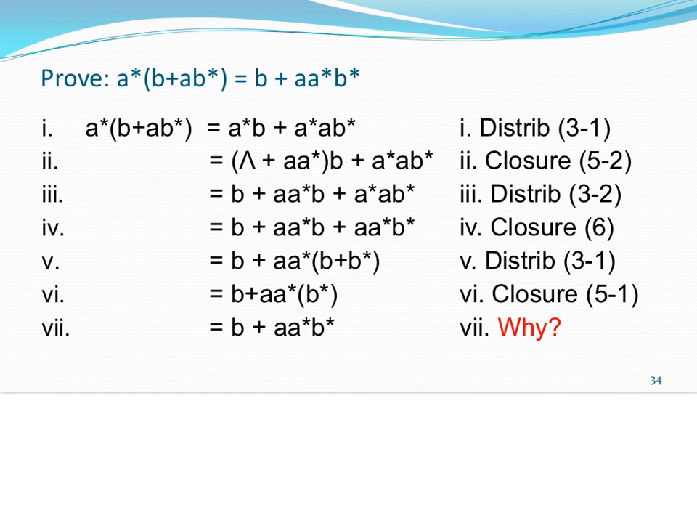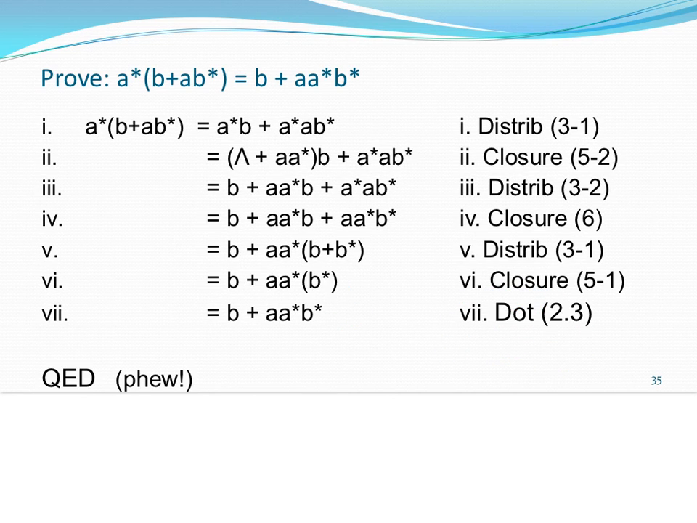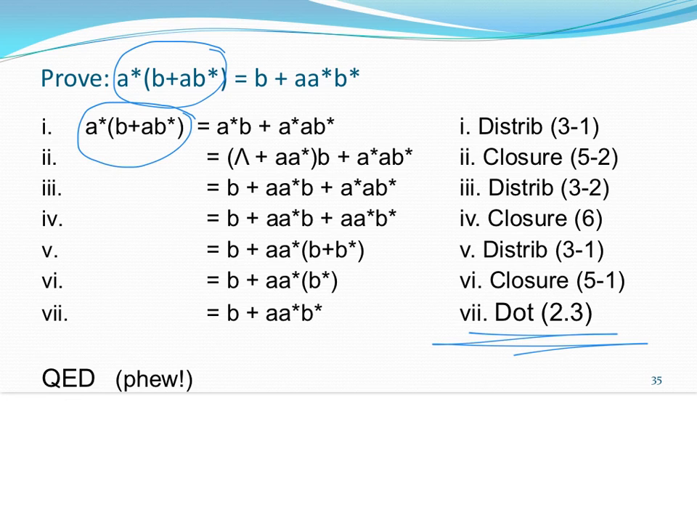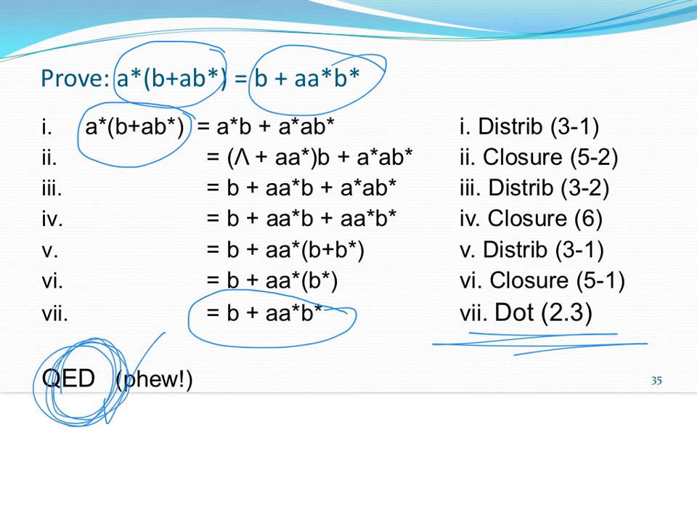And I'm taking things really, really slowly here, so I've moved from that step to that step. Can you tell me what reason lets me do that? And of course the answer is just the dot 2.3 rule. It's just the rule of operations for concatenation. And finally, magic. Look, I started with the left-hand side. I ended with the right-hand side. So I've proven it. They are the same, QED. And you always want to remember to write QED down there.